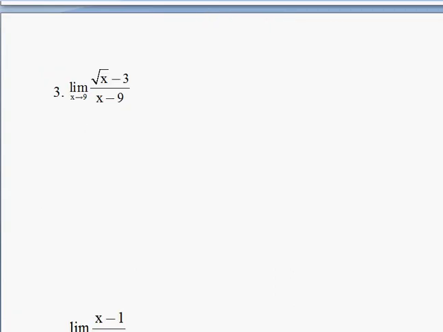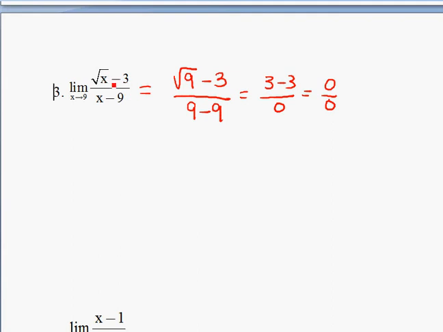So we'll try a different technique in the next one. And this problem here, again, direct substitution is not going to work, but let's just rule it out. I plug in 9, I get the square root of 9 minus 3 all over 9 minus 9, which is 3 minus 3 over 0, which is 0 over 0. So in this one, when you have a radical, a lot of times with limit statements, a good idea is to multiply by the conjugate, which in this case will be the square root of x plus 3.